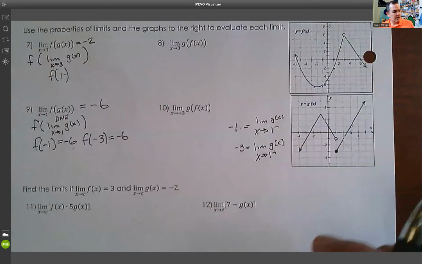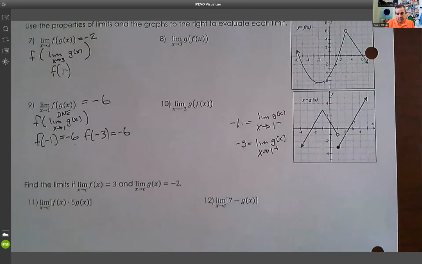So that was one of the things we did during class today. We talked about these composites, and the homework from that was composites.